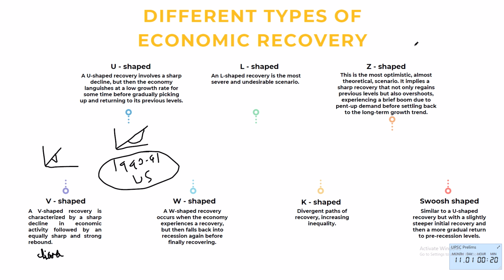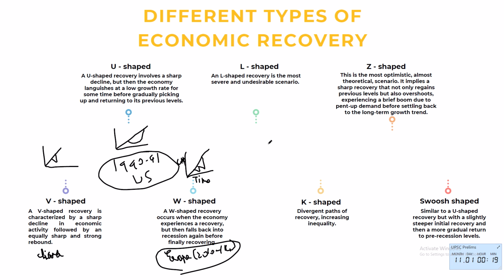Next one is W-shaped economic recovery. Here, this is the GDP, and this is the time frame. What happens is the economy suddenly drops and slowly goes up, but again drops down before rising completely. This is a W-shaped economic recovery. It was in Europe, actually, the European debt crisis between 2010 to 14, where several countries experienced a W-shaped recovery following the Great Recession, with a temporary rebound followed by another downturn due to the sovereign debt crisis. So this was seen in Europe in 2010 to 14.